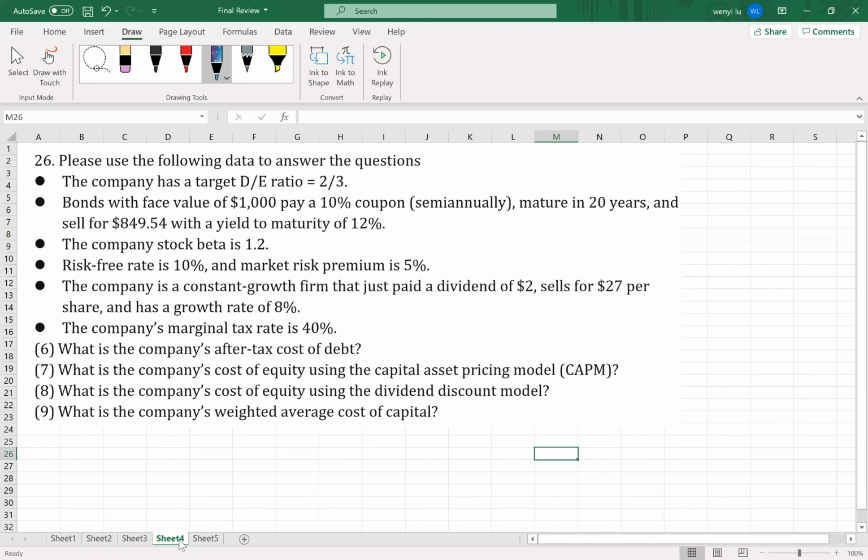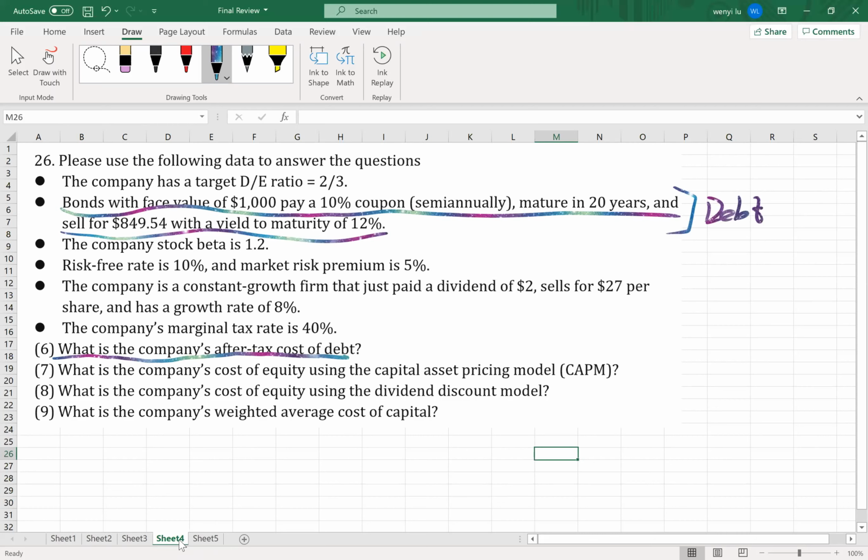So let's say the question: what is the company's after-tax cost of debt? And which part is for debt? You can see here, right? Bond is a long-term debt. So this part is for what? For the debt. Right? You can say our bond with face value what? 1,000, right? And pays what? Pays the coupon semi-annually, right? 10%. Will mature in what? 20 years. And also sells for $849.54. And with a yield to maturity of what? 12%.